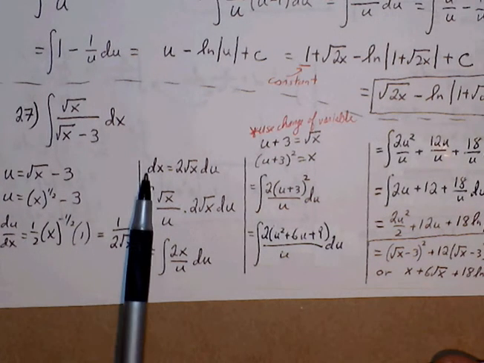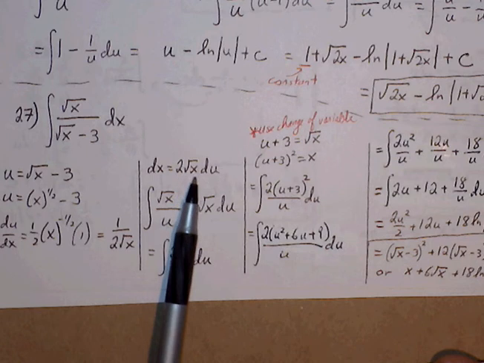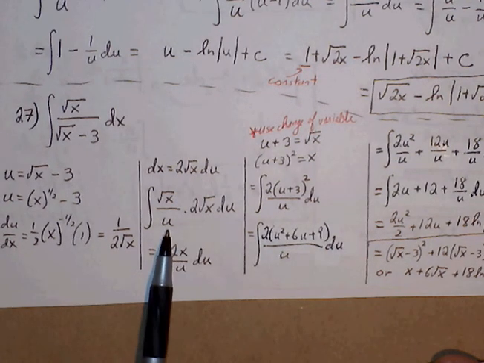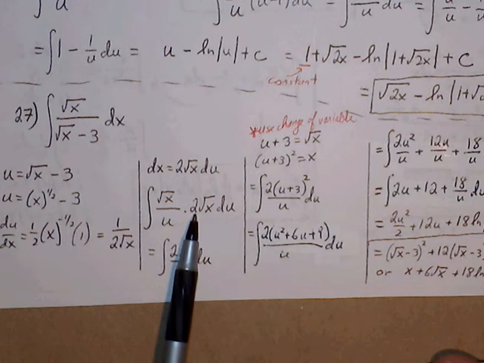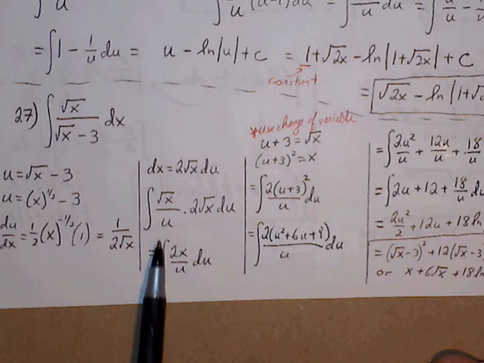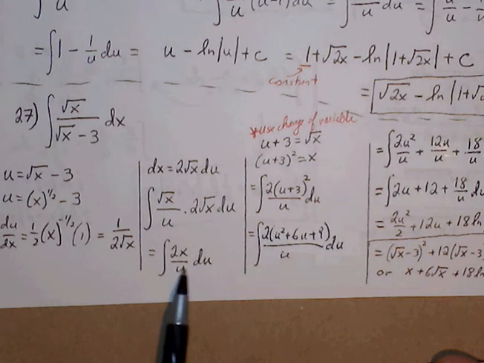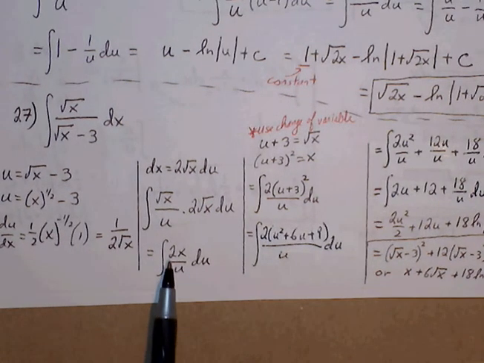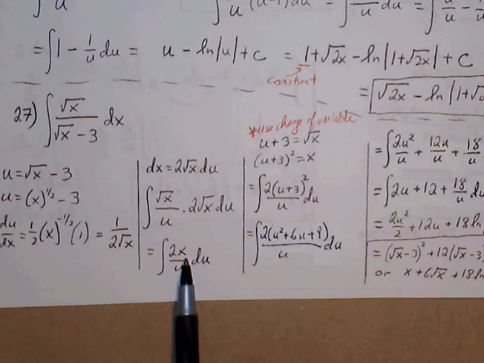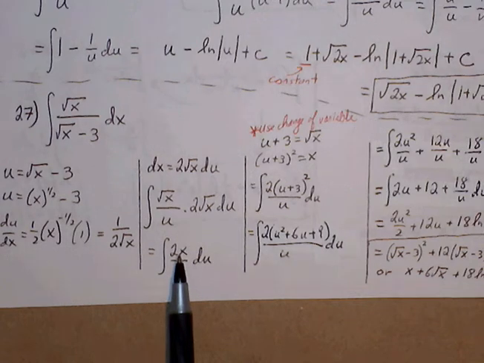Cross multiply, solve for dx. dx is equal to 2 root x du. Make our substitution. Denominator gets replaced with u. dx gets replaced with 2 root x du. And if we combine this, we get integral of 2x over u du. So we still have a problem here because this x needs to find a way to be eliminated. So we look at change of variable.